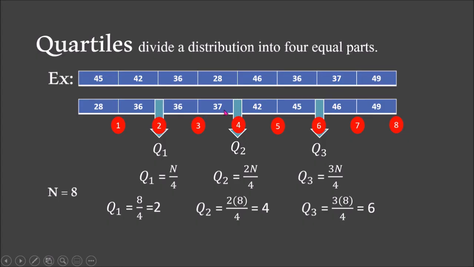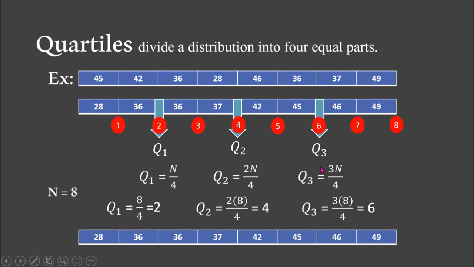Our Q2 here will be 37 plus 42 divided by 2. That is actually 39.5. For our Q3 here, Q3 will be 45 plus 46 divided by 2. That is 45.5. Okay, how about, let's say for example, in this case we have 8. So how about let's make it 9. Let's add another 49 here.